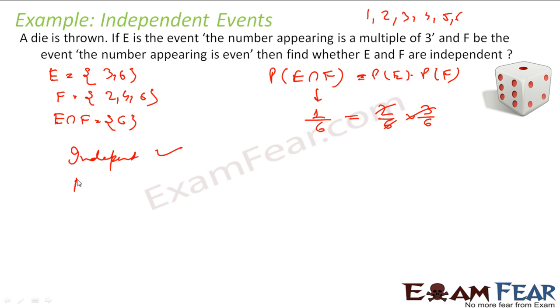Is it mutually exclusive? No. Why? Because it is independent, so it won't be mutually exclusive. Also, if you see E and F, there is a common element. Since there is a common element, you can say that it is not mutually exclusive. For this to be mutually exclusive, P(E and F) has to be 0, right?